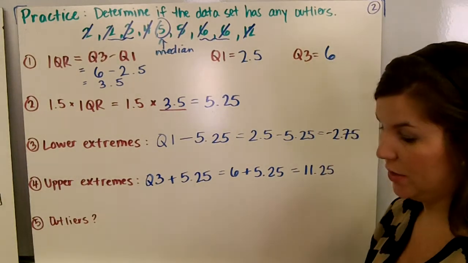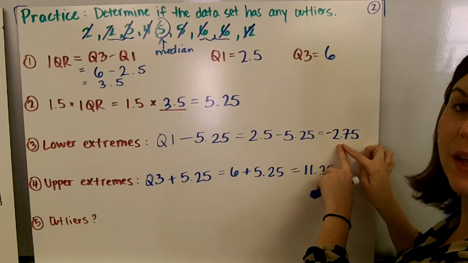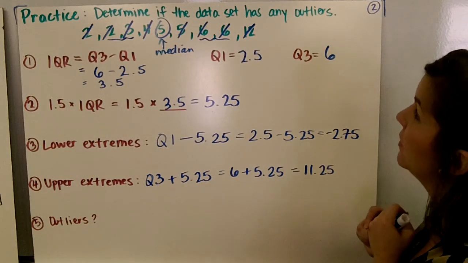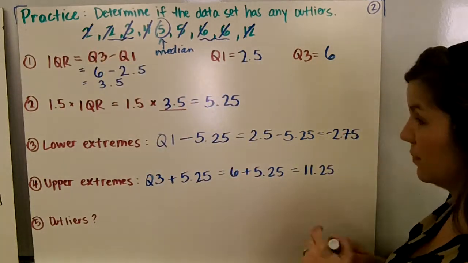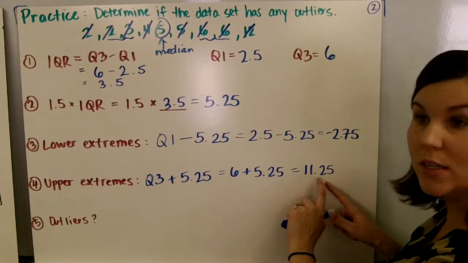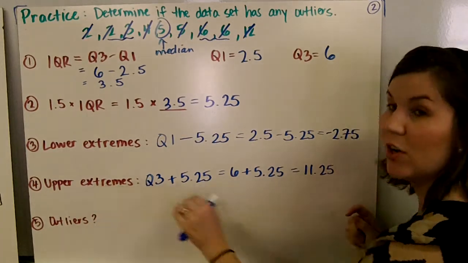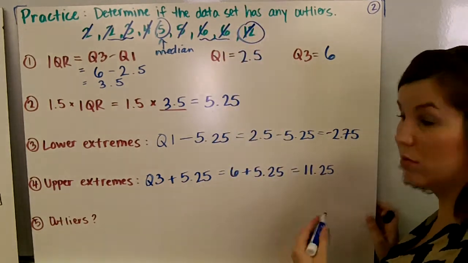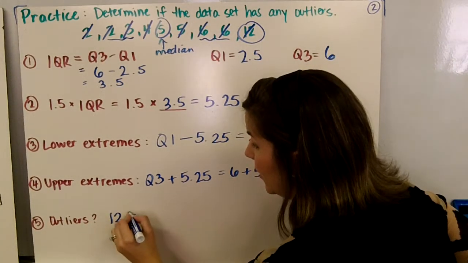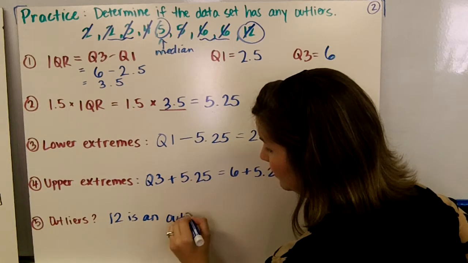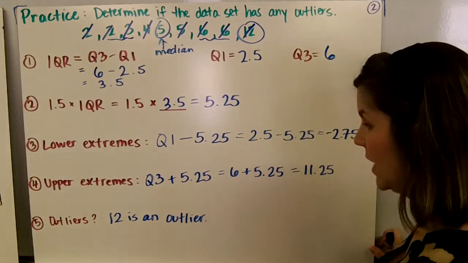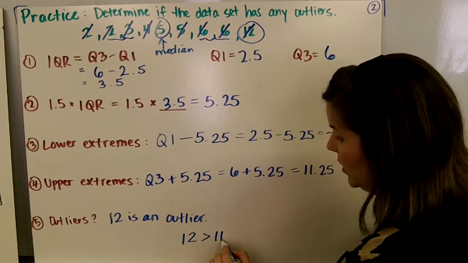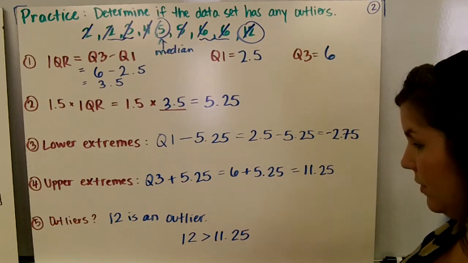So are there any outliers? Well, do we have any values in our data that were less than negative 2.75? No, our smallest one was 2. Do we have any outliers that are above this value? Because this is our upper extreme, above 11.25. Well, yes, we have 12. So 12 is an outlier for this set of data because it is greater than 11.25. 12 is greater than 11.25.